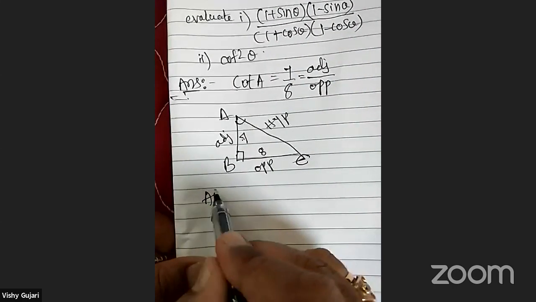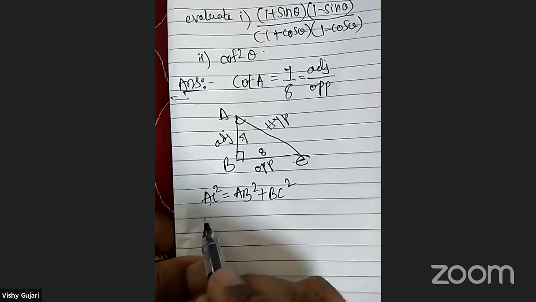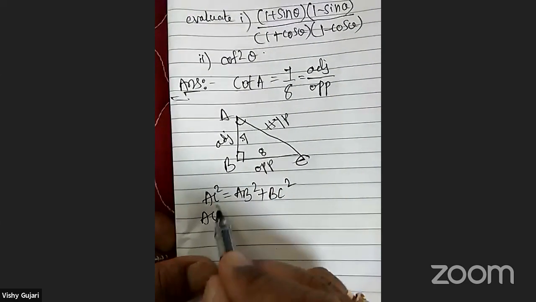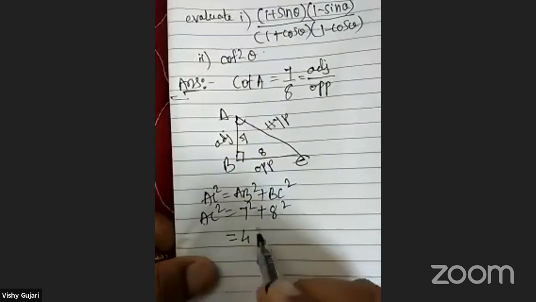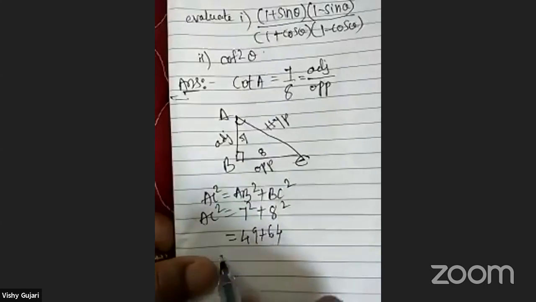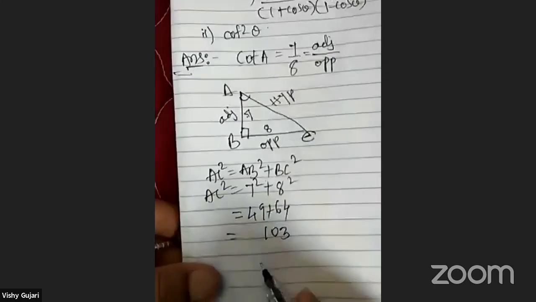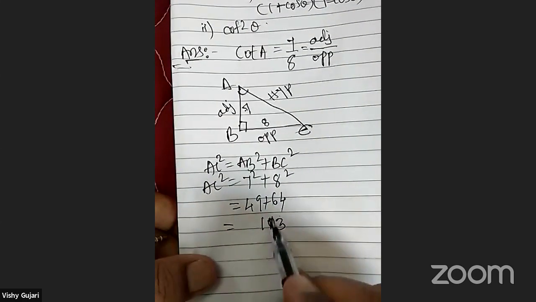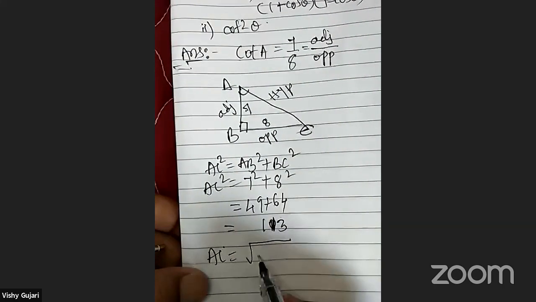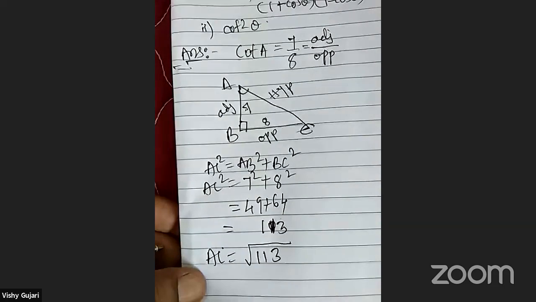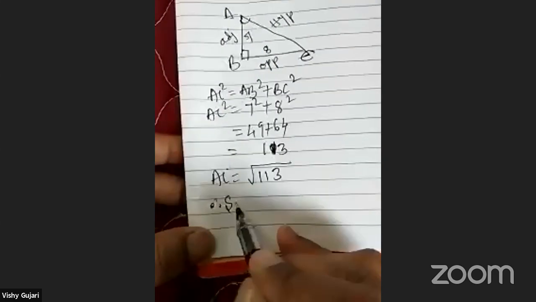AC square is equal to AB square plus BC square. AC square is equal to 7 square plus 8 square, that is equal to 49 plus 64, which is equal to 113. AC is equal to square root of 113.